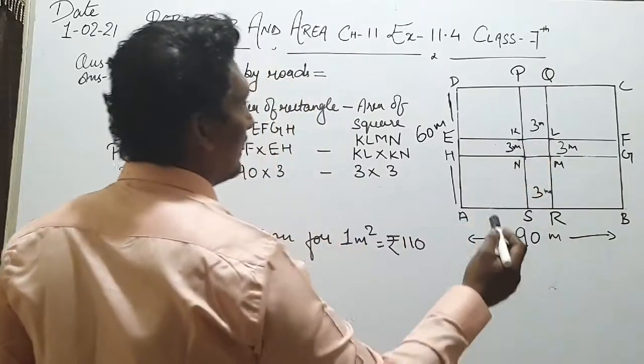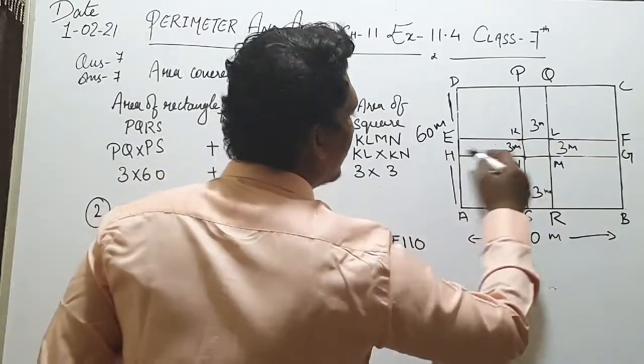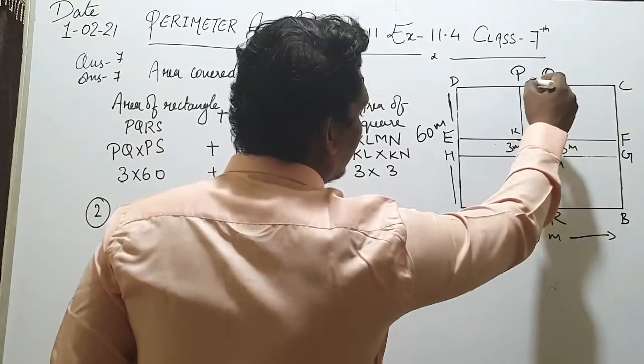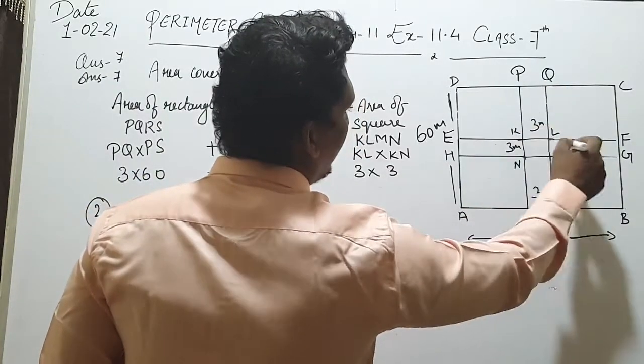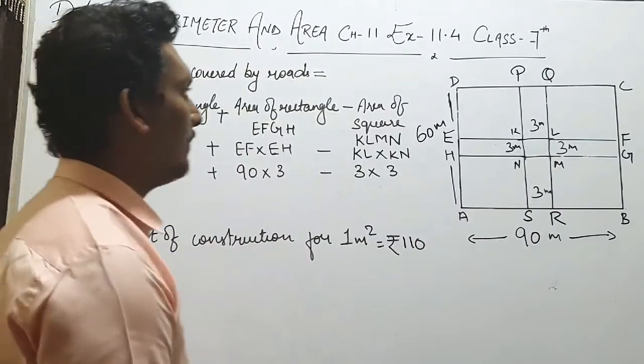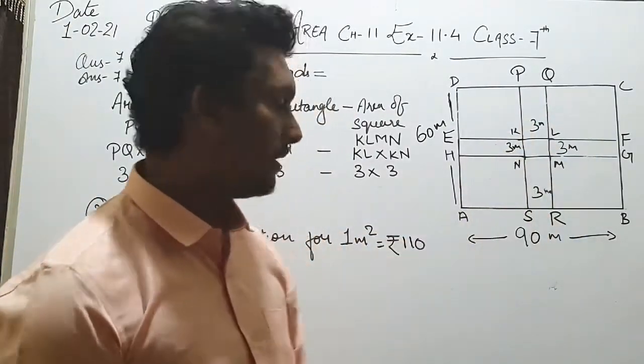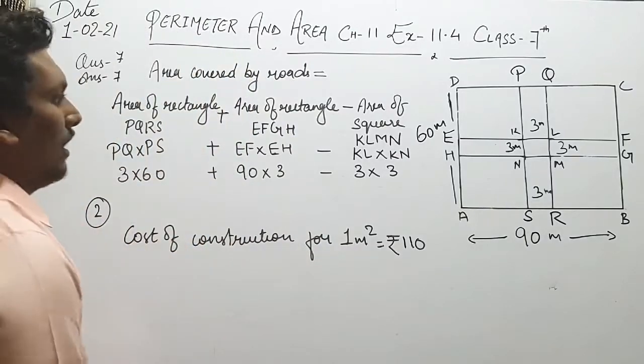PQRS is the second rectangle and EFGH is the third rectangle. The breadth is 3 meter, 3 meter, 3 meter, 3 meter. The gap width of the road is 3 meter, right?